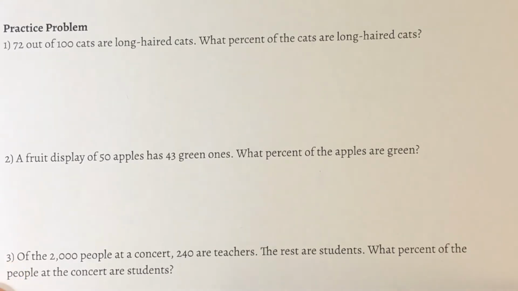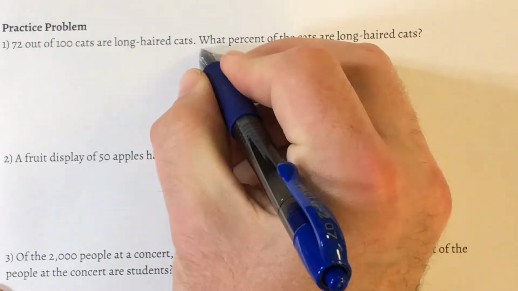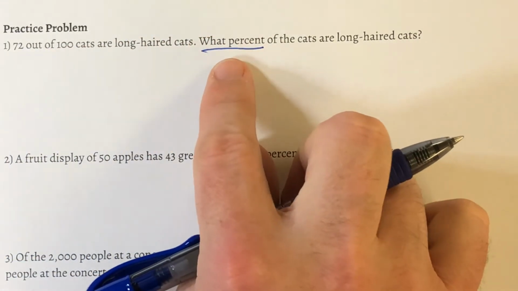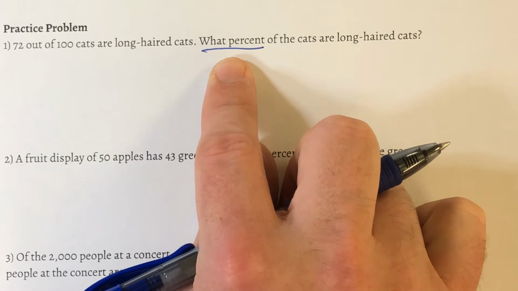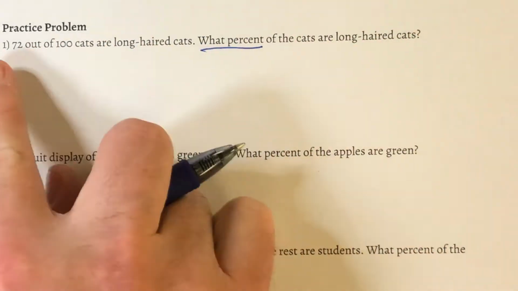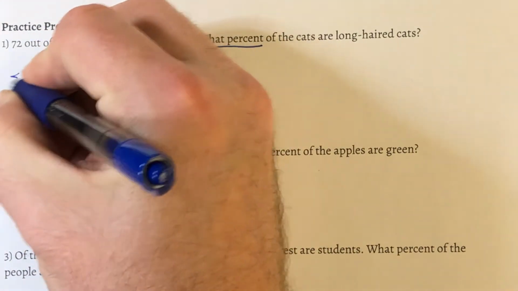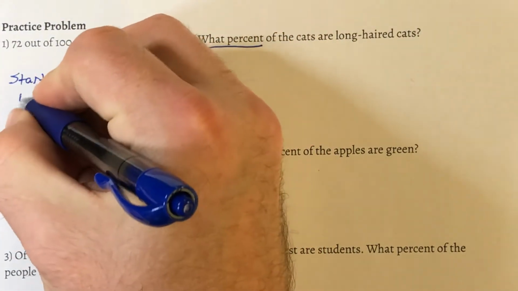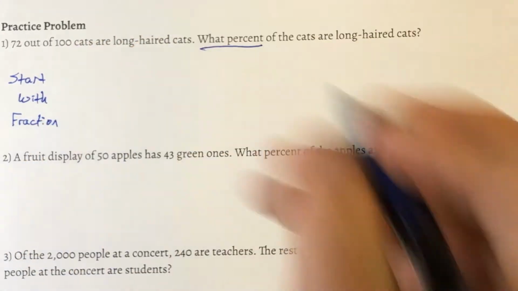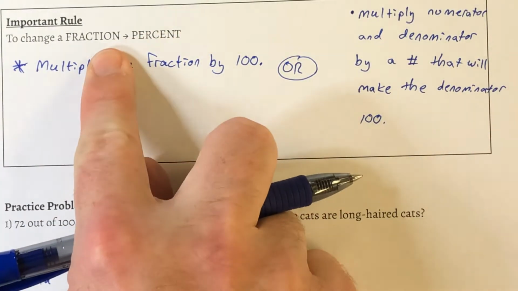Our first one says 72 out of 100 cats are long-haired cats. What percent of the cats are long-haired cats? So first, I'm going to look at my primary question. What percent? When it says what percent, we are creating a percentage out of thin air. Notice I don't see any other percentages anywhere, so we're making a percent. When you want to make a percent, you're first going to have to start with a fraction. And once you have a fraction, you can convert that fraction to a percent using the rule we just went over, fraction to percent.